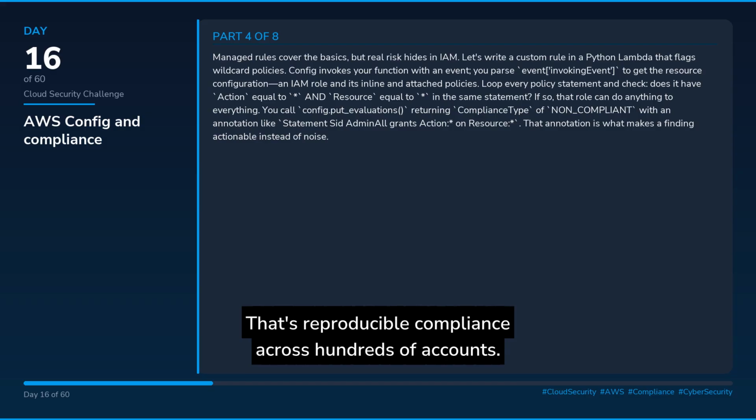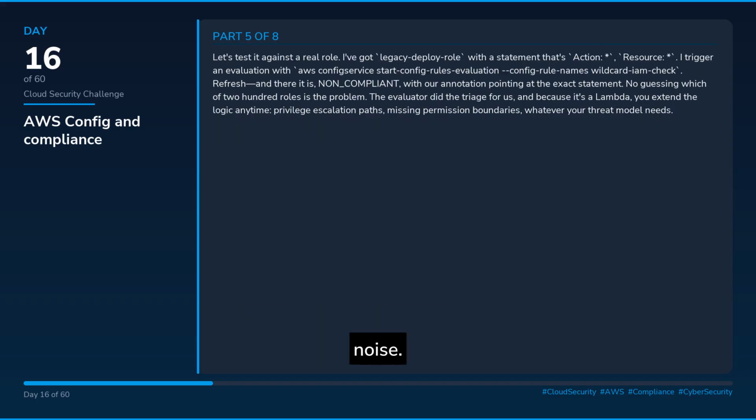You call config.put_evaluations, returning a compliance type of NON_COMPLIANT with an annotation like: Statement Sid AdminAll grants Action * on Resource *. That annotation is what makes a finding actionable instead of noise.